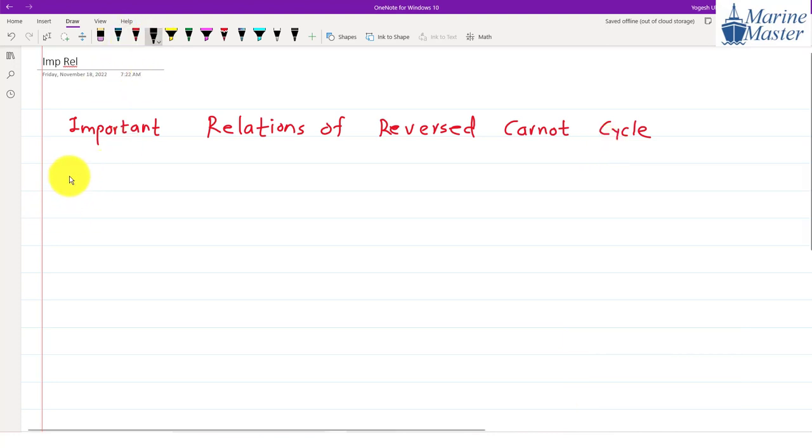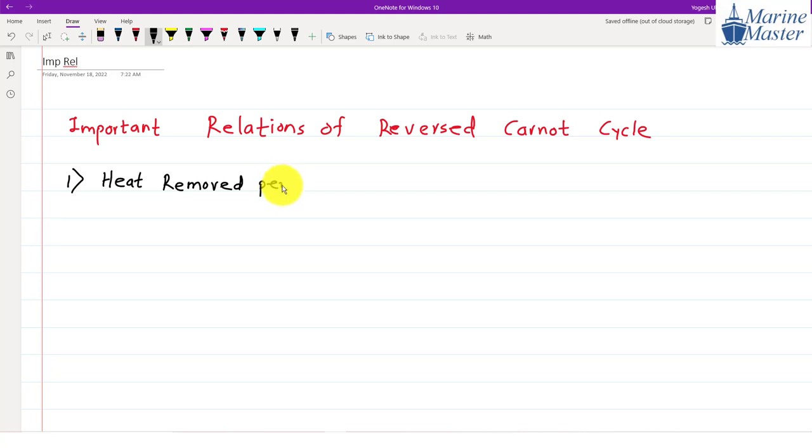Now the first relation that we are going to see: heat removed per kg from low temperature reservoir, means from the cold space, guys. Heat removed per kg from where? From the low temperature reservoir.